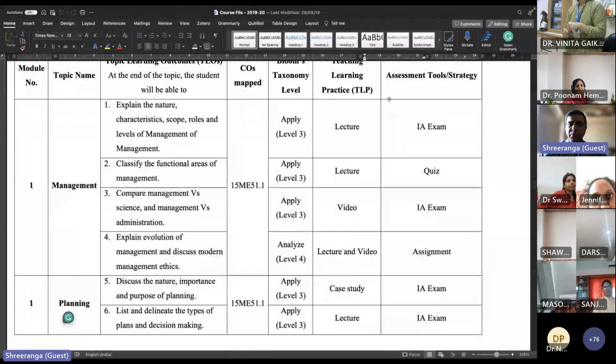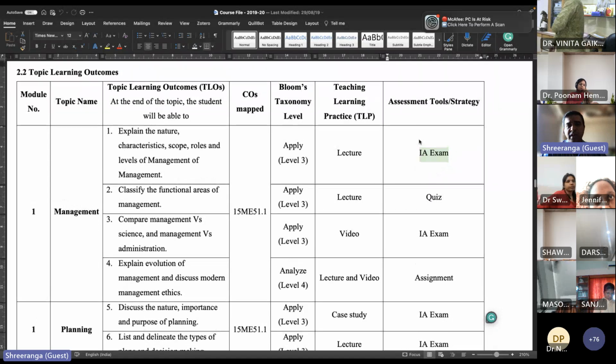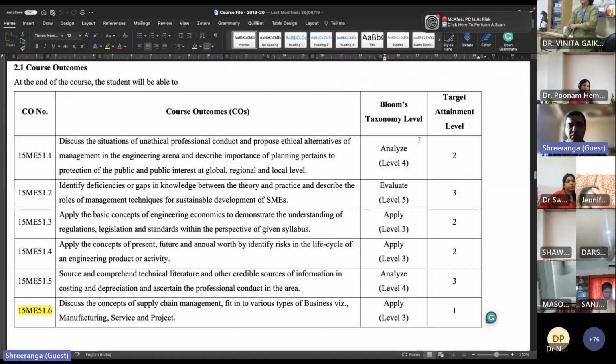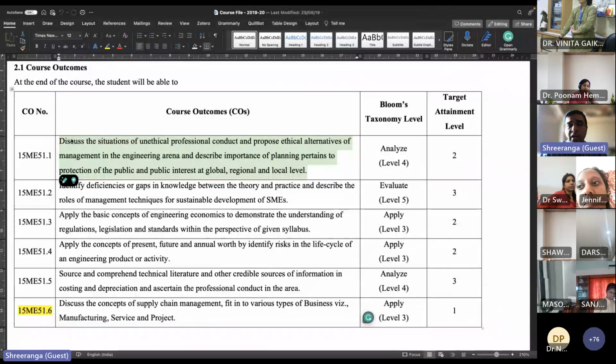Now, after that, I'm going to define what my teaching methodology is. Then I'm going to write what my assessment methodology is. So it will be more crisp and clear that this is the question I'm going to pose, and in this way I'll be able to assess in a more structured way. If I want to define only the CO, then I have to contemplate every time what type of question I have to pose.